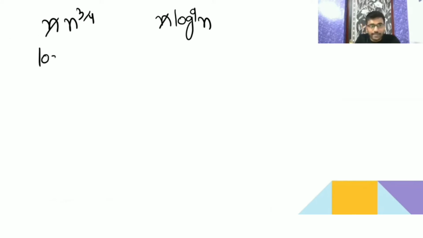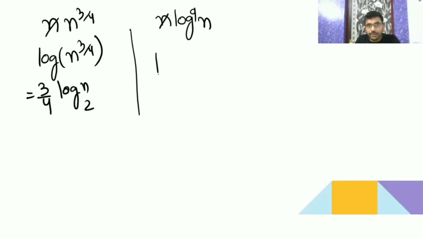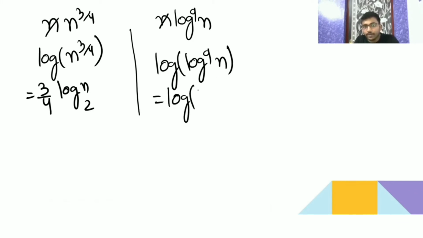So if you take log again here, it is going to be n to the power 3 by 4. So 3 by 4 will come in the beginning. It is going to be log n base 2. And here you are going to get, again take log, then it is going to be log of log 9 n. So again it already has log 9, then again log, then again log like this. So it is going to be the smallest one.